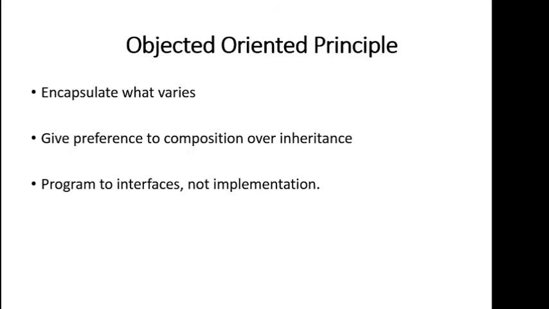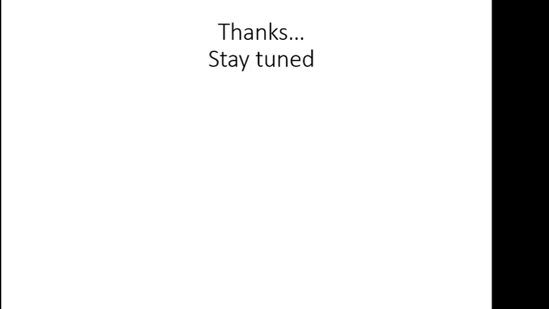Let's move on. Object-oriented principles. No matter what you are trying to do, these are some of the principles. We are going to be sharing more of them as we go on in the journey. These three principles: first, encapsulate what varies; second, give preference to composition over inheritance; third, program to interface, not implementation. What we mean by this is going to be discussed as we move on in the tutorial.